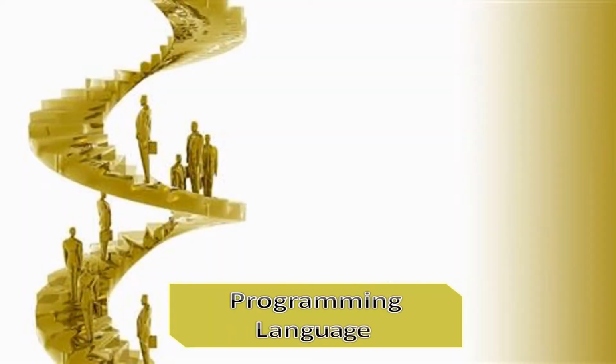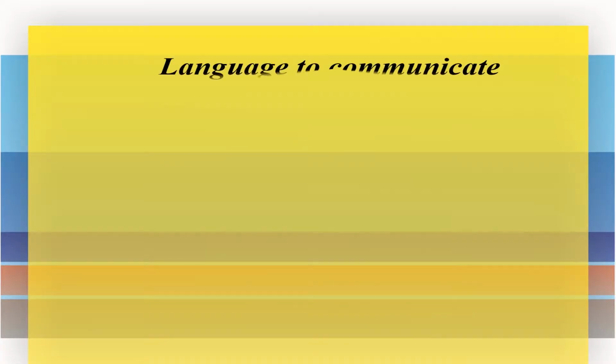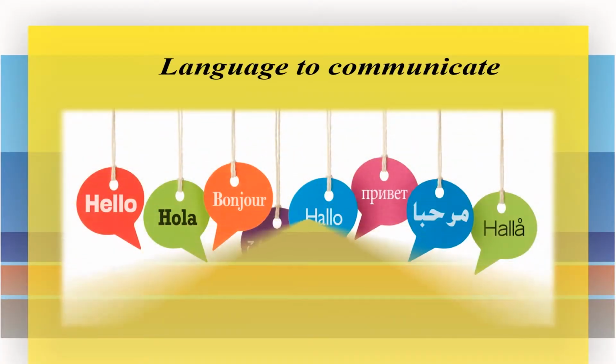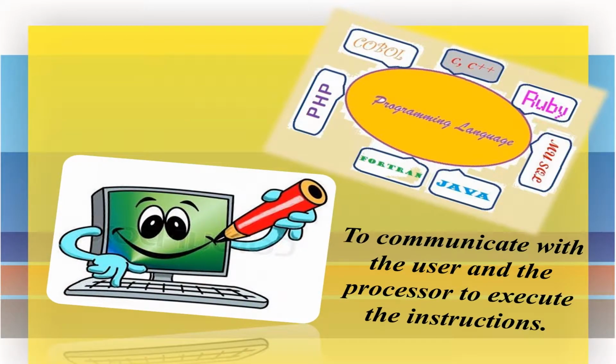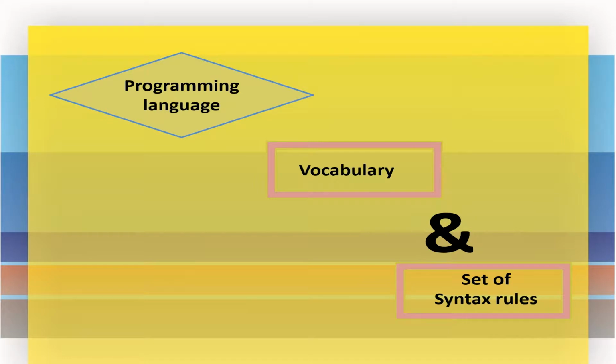Programming language. Hello learners. We need a language to communicate. In the same way, a computer needs a language to communicate with the user, and a processor to take and execute the instructions, that is known as a programming language. Typically, a programming language has its own vocabulary and a set of syntax rules that the programmer must learn.